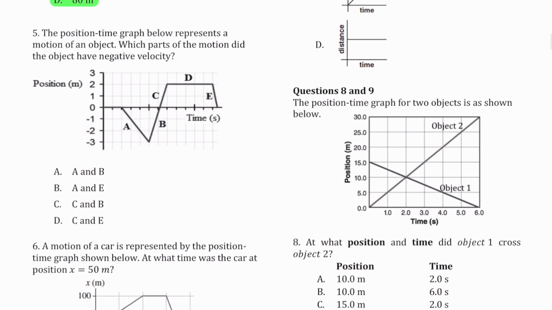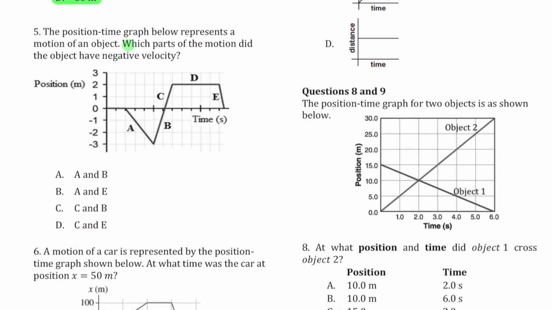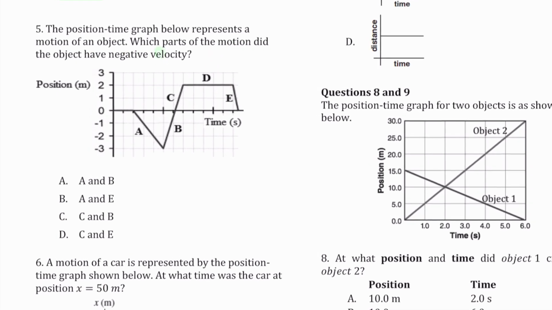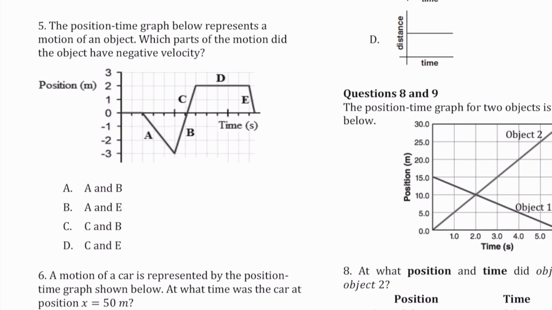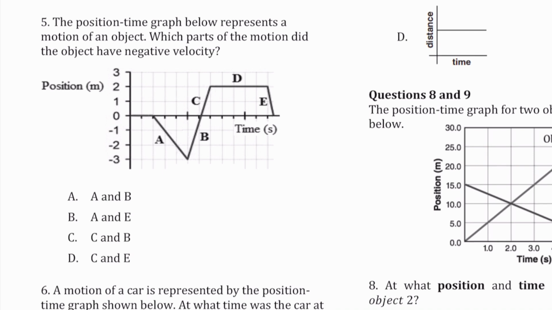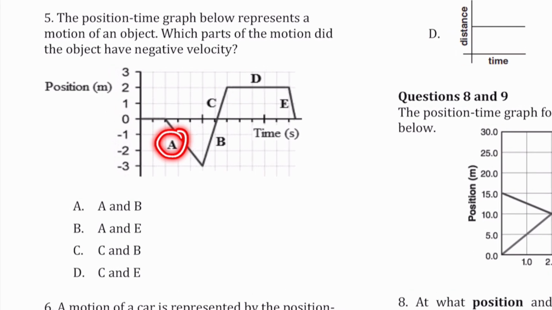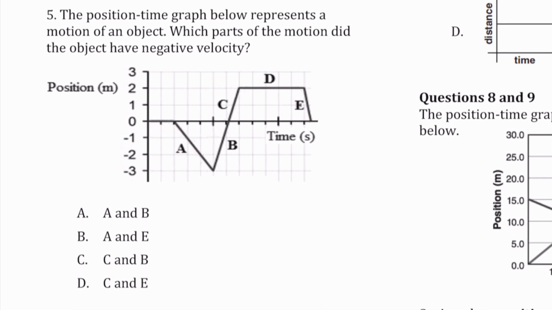5. The position-time graph below represents the motion of an object. During which parts of the motion did the object have negative velocity? Negative velocity here means we're moving downwards, towards the negative y, which is this direction. So the answer here is A and E, B.